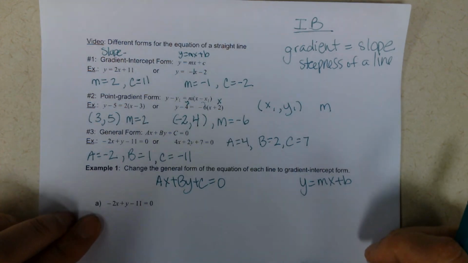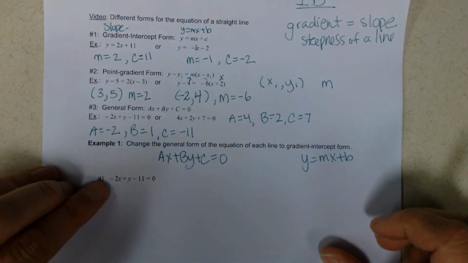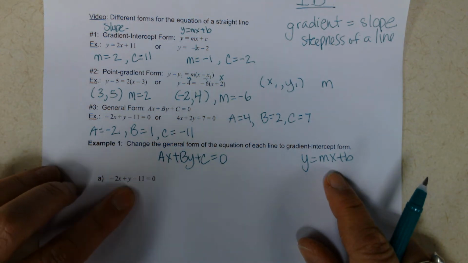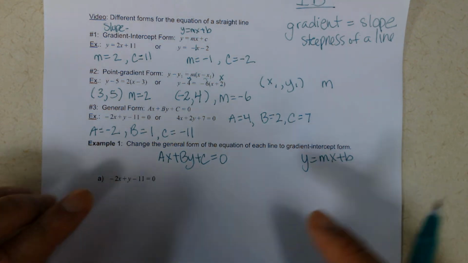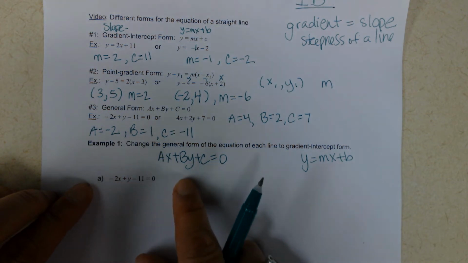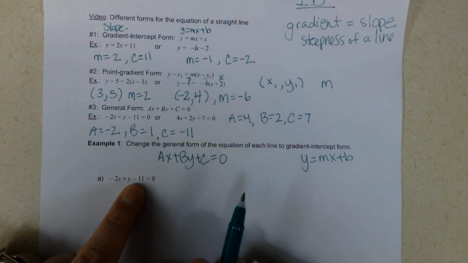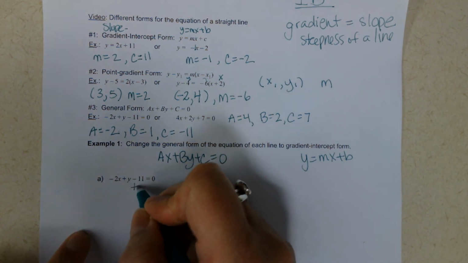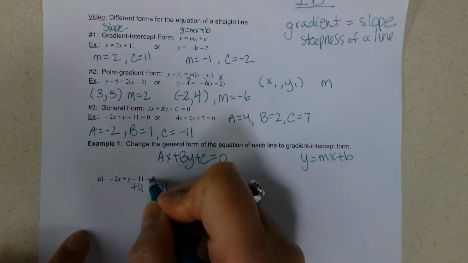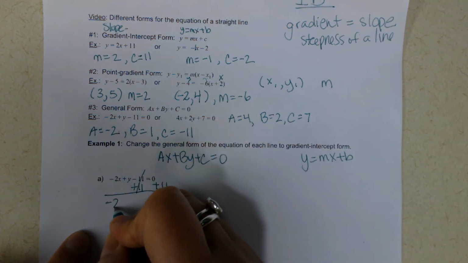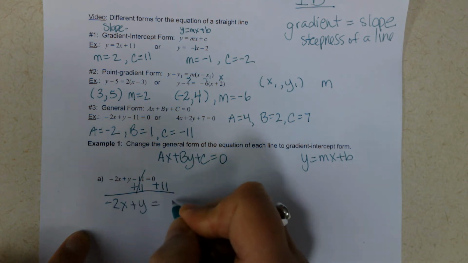All right, so example part A. We have general form. We need to make it y equals mx plus b. So we have to solve for y. So we need to get everything over here over to the other side. The first thing I like to start with is the c term, the term that doesn't have an x or a y attached. So this is minus 11. In order to bring it over to the other side of the equal sign, we do inverse operations. So we're going to be left with 2x plus y equals 11.